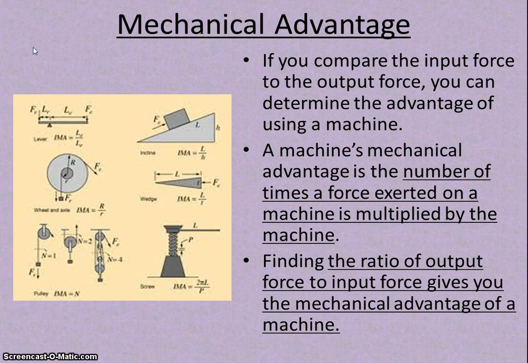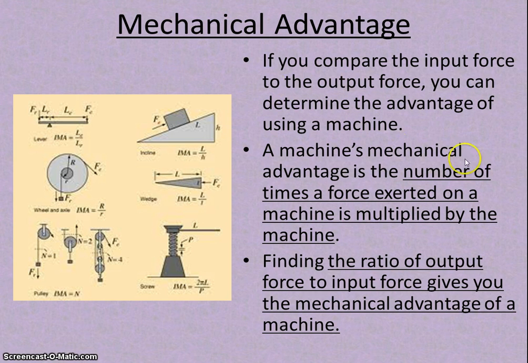All right, so we've talked about machines making our work easier. So we call this advantage that machines give us a mechanical advantage, right? It's the amount or the ratio of your output to your input. How much does your output increase, or how much does it decrease in some machines? Unfortunately, that's a trade-off we use sometimes, but it works for us in certain situations, right?